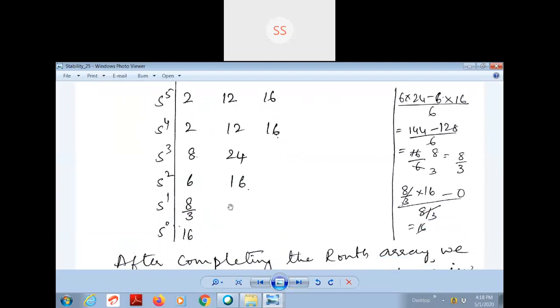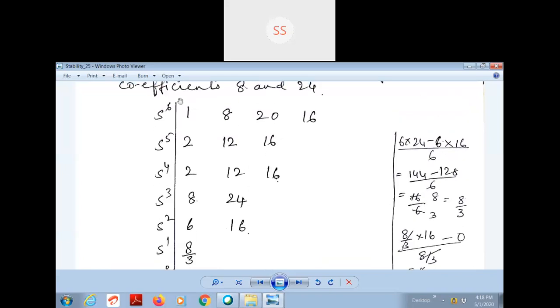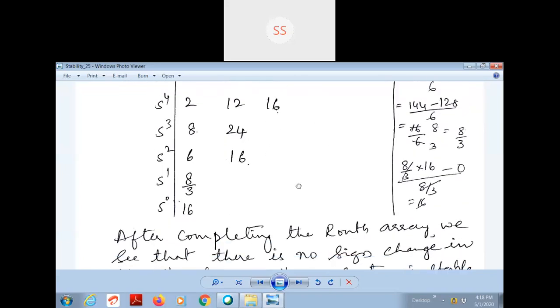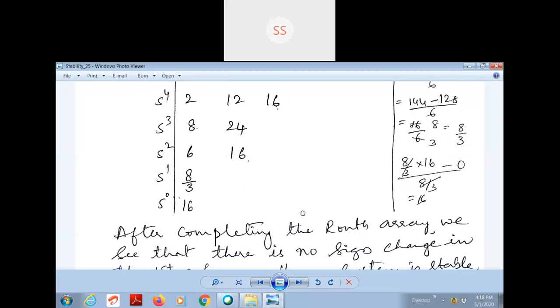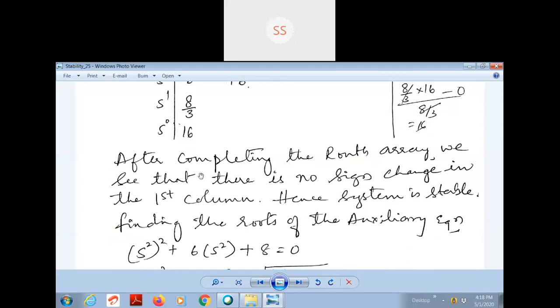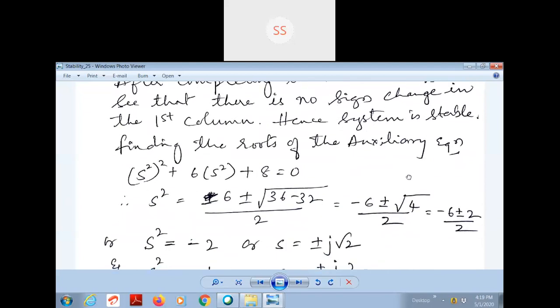And to say about the stability, we are checking the first column. So we have 1, 2, 2, 8, 6, 8 by 3 and 16. So there are no changes, all are positive. There is no sign change. So as there is no sign change, the system is stable. Therefore the system can be said to be stable. So we will conclude about that stability part.